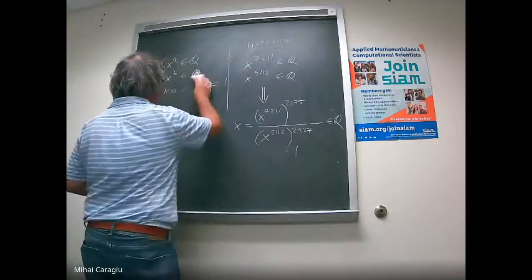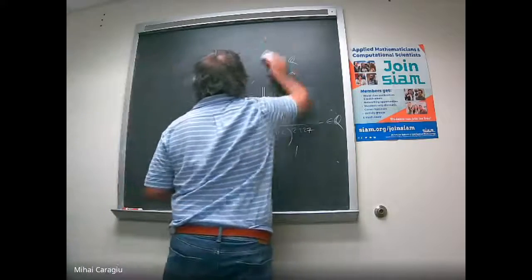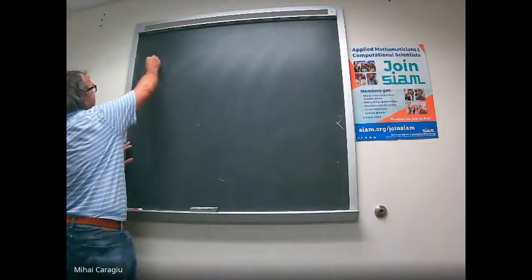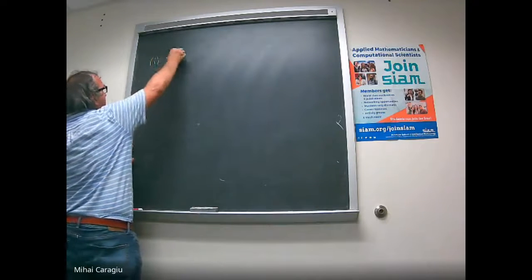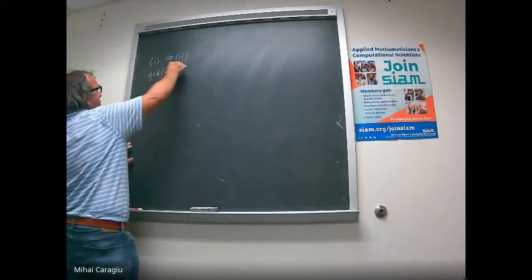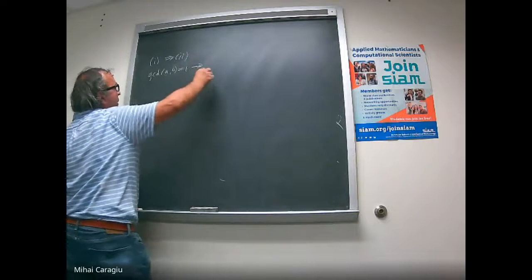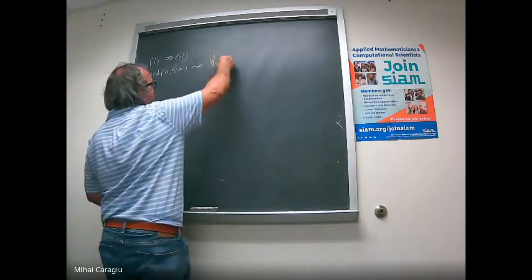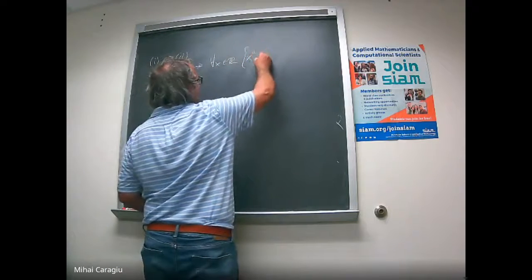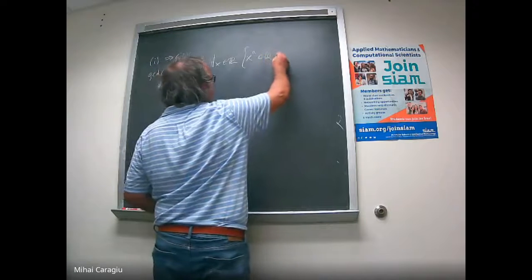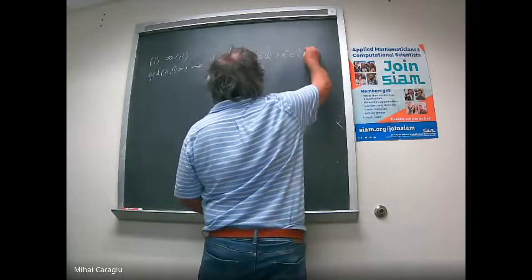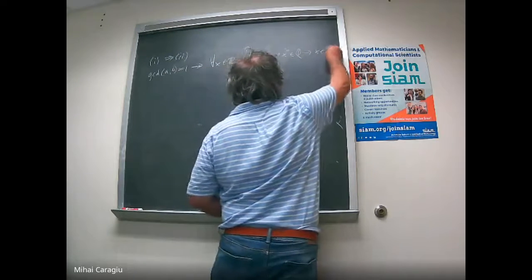Let's do the reverse. So far we proved the implication 1 implies 2. In other words, the GCD of a and b equals 1 implies that for every x in R, if x to the power a is a rational number and x to the power b is a rational number, then x is a rational number.